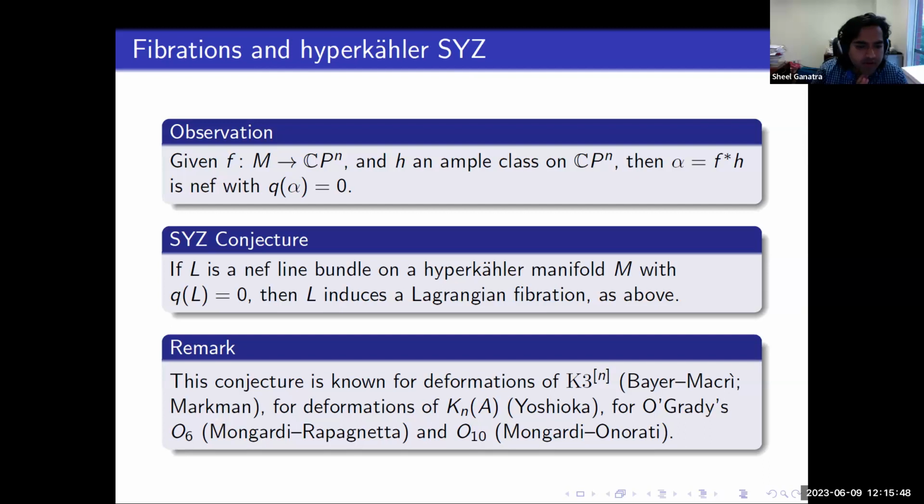Can I ask a quick question? Sorry, I just want to understand the conjecture you stated here. Is the conjecture that there's a unique Lagrangian fibration in a suitable sense associated to a given L, or just that there exists one? Just that there exists one. There may be many fibrations. In some sense, there will be finitely many fibrations, but it's an existence conjecture. Thanks.